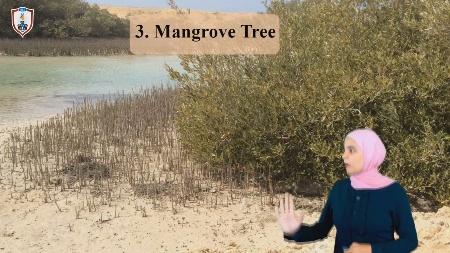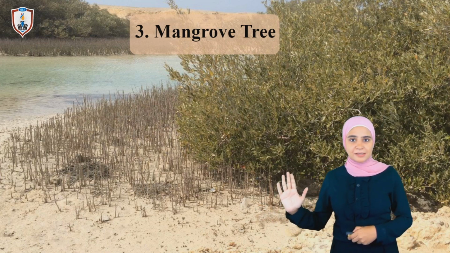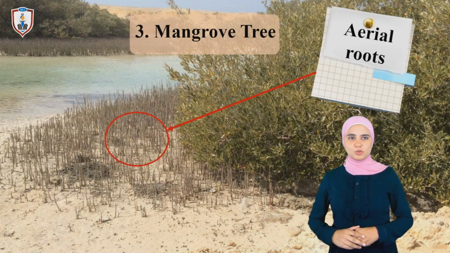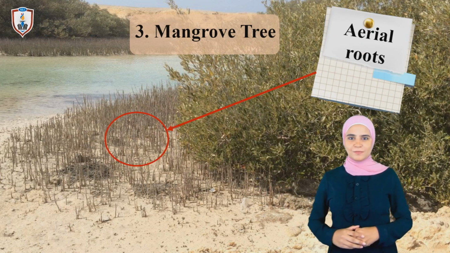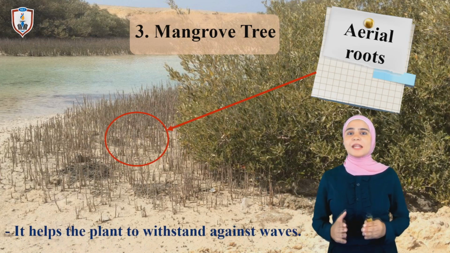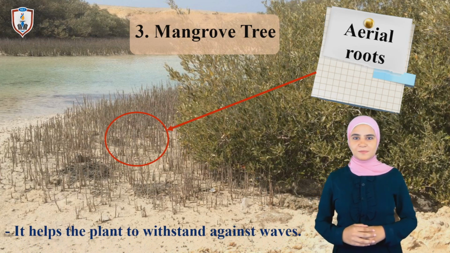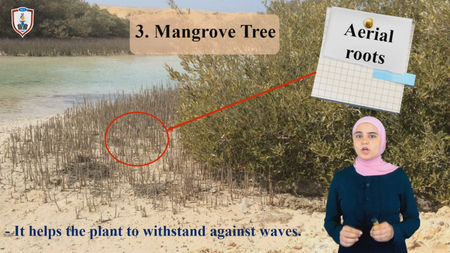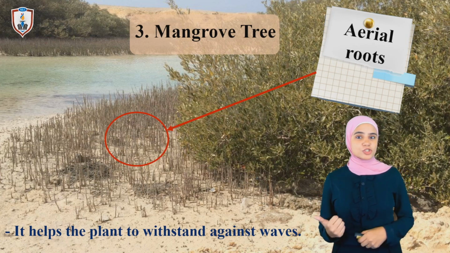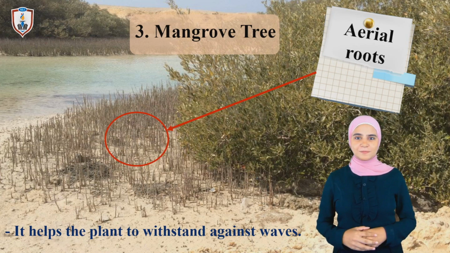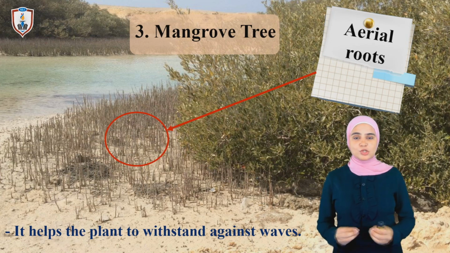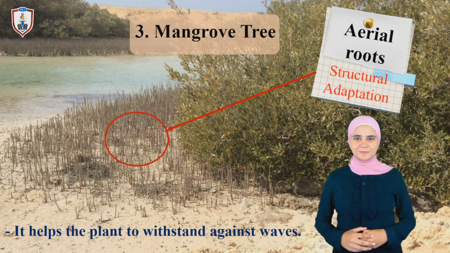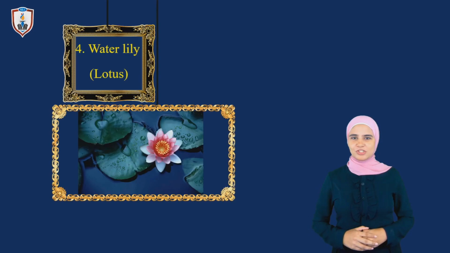The roots are coming out from the soil and extend above the ground. This kind of root is called aerial roots. These aerial roots are very important because they can help the plant to withstand waves. So here, this kind of adaptation is which kind? Is it structural adaptation or behavioral adaptation? Well, the tree uses a part of it, so it's a structural adaptation.